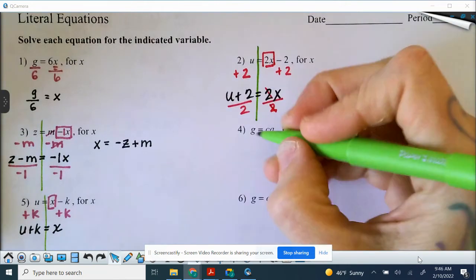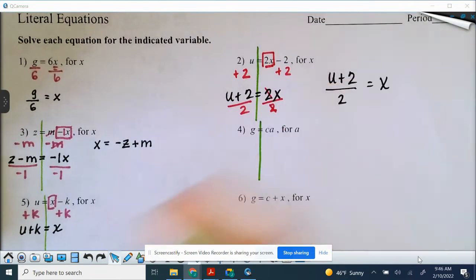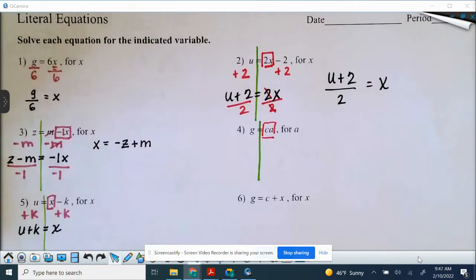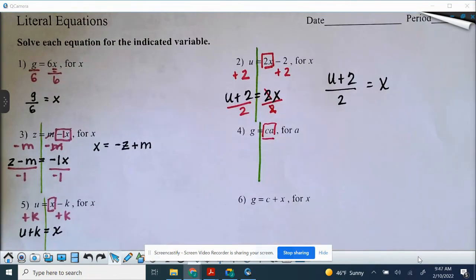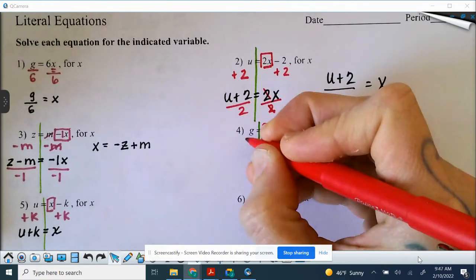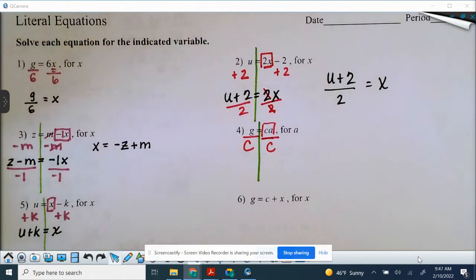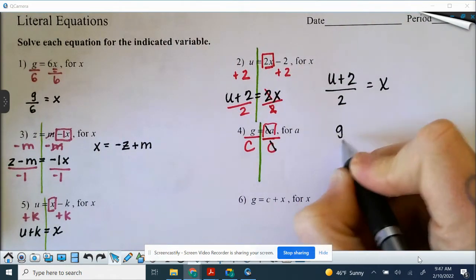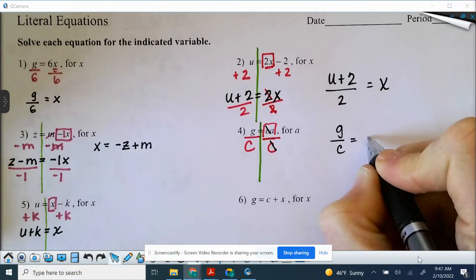So number 4, great divide. I'm looking for A. That CA is just like as if you had 2x, 3x, 4x. So C is attached to A by multiplication. So we're going to divide by C to get it off of A. So our C's cross out. And now we have G over C equals A.